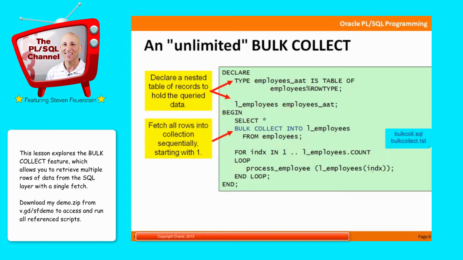And because bulk collect always fills sequentially from 1, this is the appropriate approach for doing your iterative processing through the collection contents. You don't have to go from first to last. You don't have to worry about any sparse elements, undefined elements between 1 and count. They're always filled.